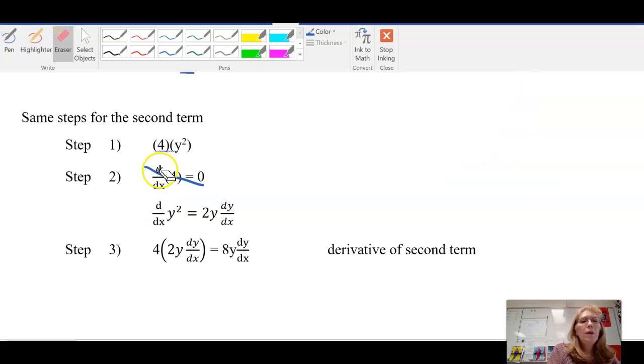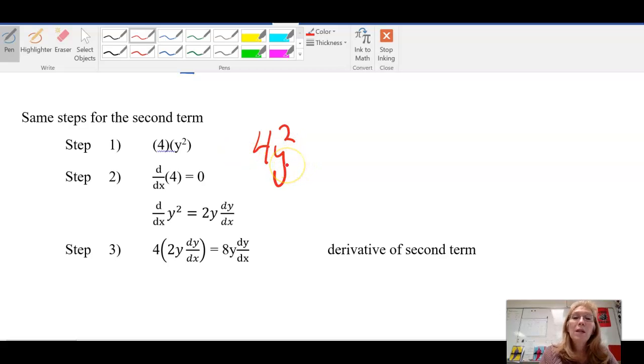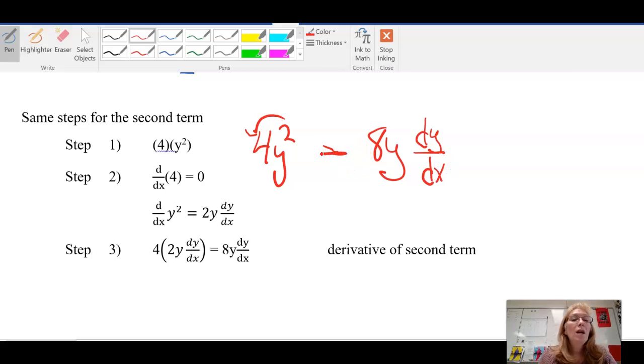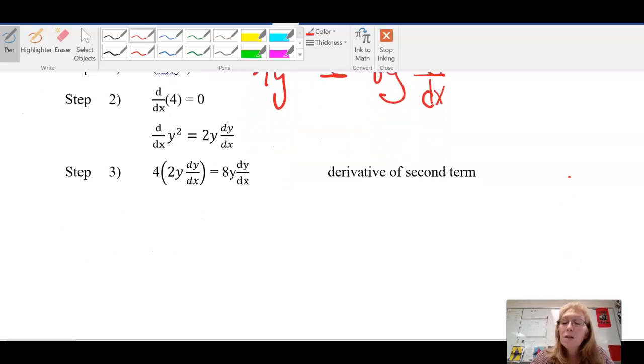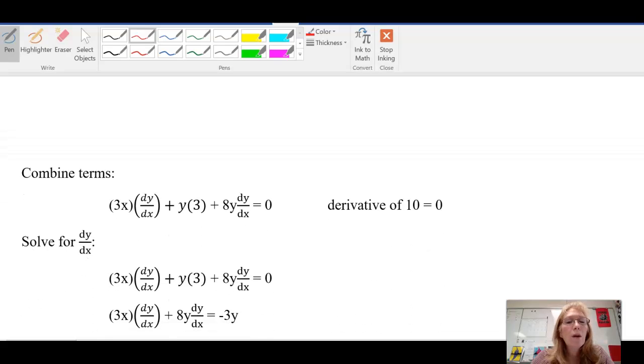I would probably not do this, and I don't think you would either. We're not going to break this up. We're going to do 4y squared. And I want to find the derivative of this with respect to x. So first you just do your derivative, which gives you 8y. But remember, since it's with respect to x, and it's the y variable, we have to do dy/dx. So then the derivative of 4y squared is 8y dy/dx. So that's the derivative of the second term. Not as complicated because there was only one variable.